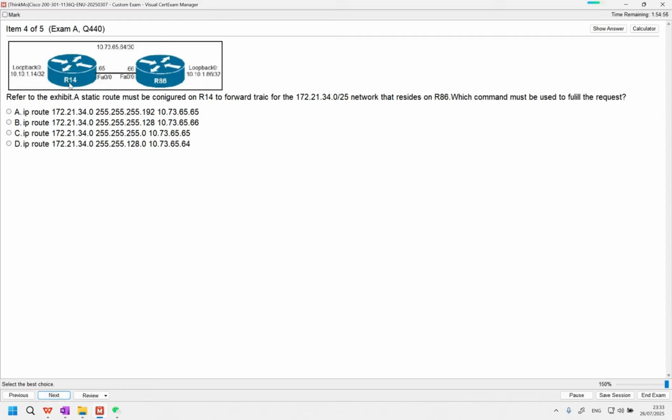All right, question 4. For question 4, we need to configure a static route on the router to the left, and then send the traffic destined for the network on the right.